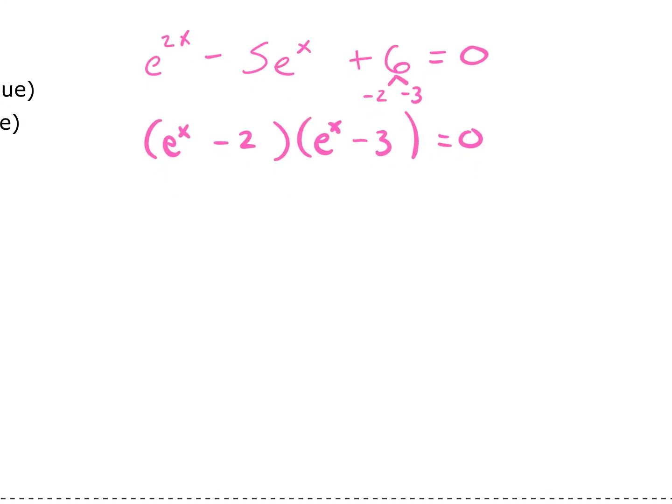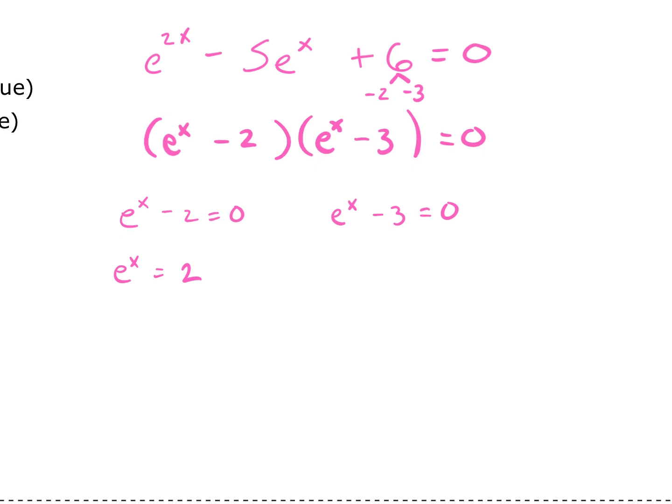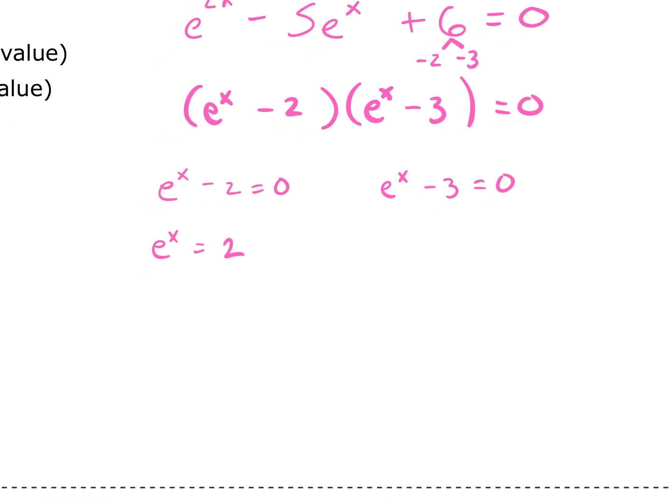So then we're going to set each one of these equal to 0. e to the power of x minus 2 equals 0. e to the power of x minus 3 equals 0. And solve each of our little equations here. e to the power of x is equal to 2. What would I need to do to solve for x from here? ln both sides. So ln of e is going to cancel. We're left with x is equal to the ln of 2, which would be 0.693.